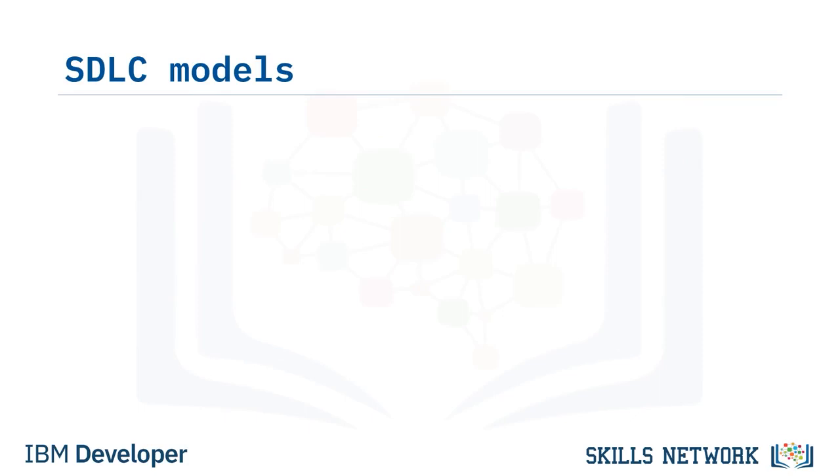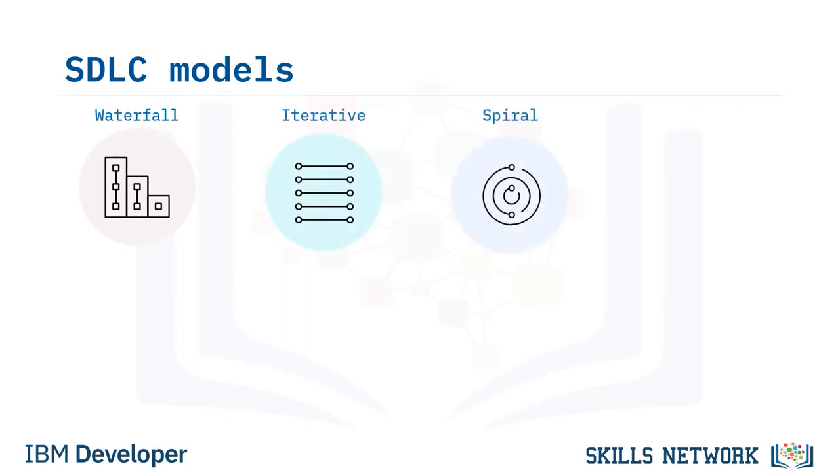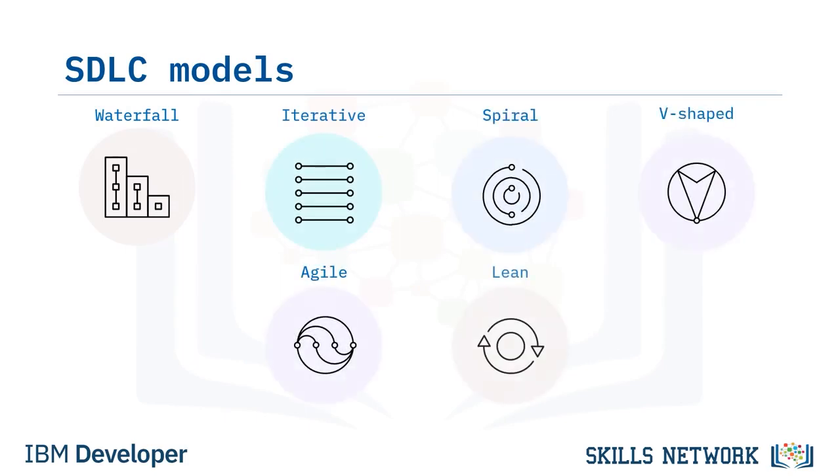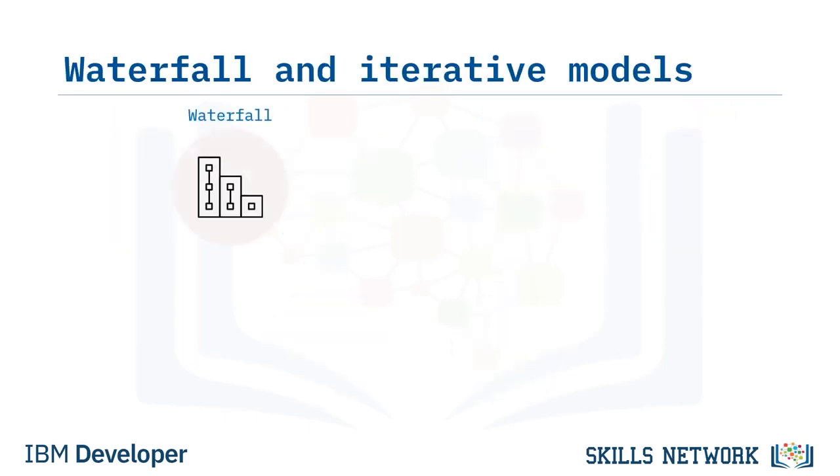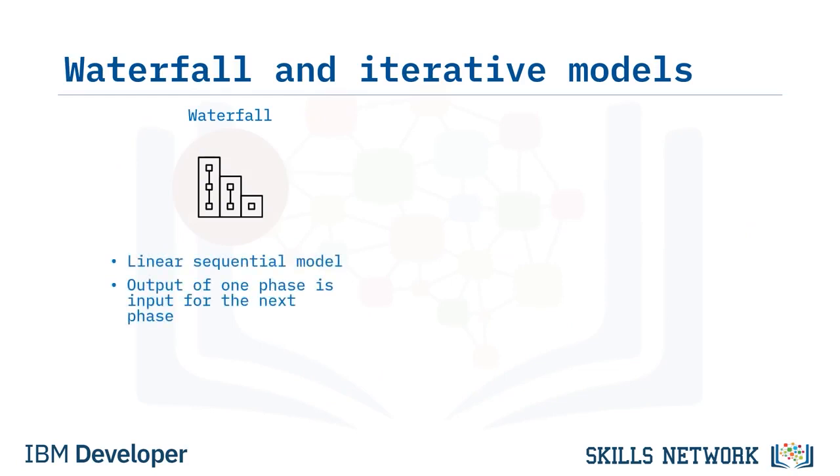There are various models that implement the SDLC methodology. Some of the popular ones are waterfall, iterative, spiral, V-shaped, agile, and lean. A waterfall model is also called a linear sequential model. The output of one phase is the input for the next phase in the cycle. Development and work on the next phase start only after the completion of the previous phase.